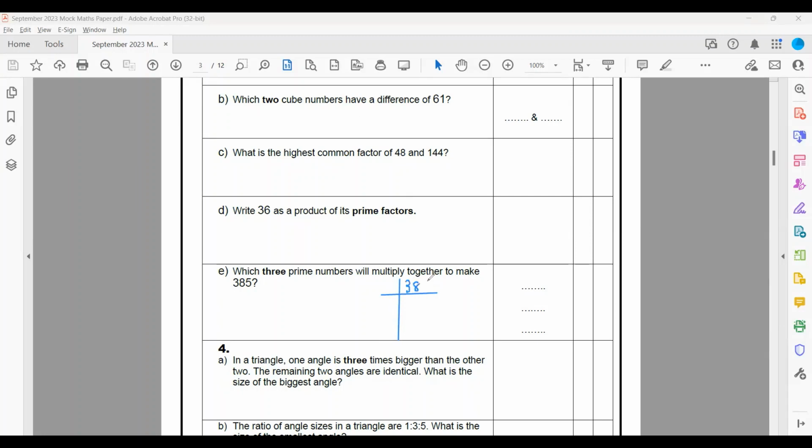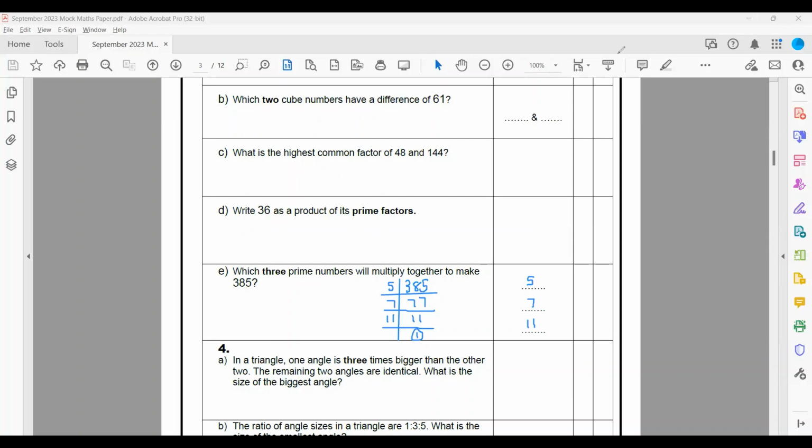And again, I'm going to look to see what's the smallest prime number that will go into 385, and the answer is 5. And 5 goes into 385 77 times. And the smallest prime number that will go into 77 is 7, and that will give me 11. And the smallest prime number that will go into 11 is 11 itself, and that will give me 1. And that has just given me the three prime numbers that will go into 385.